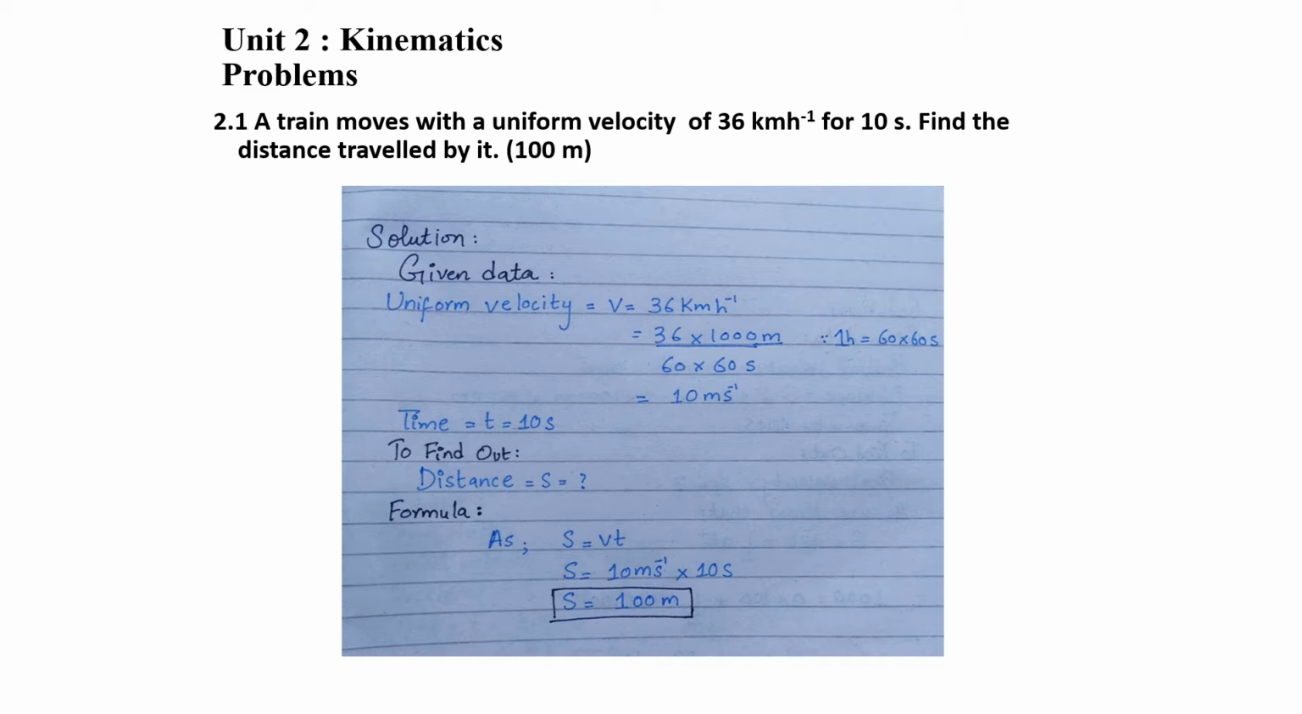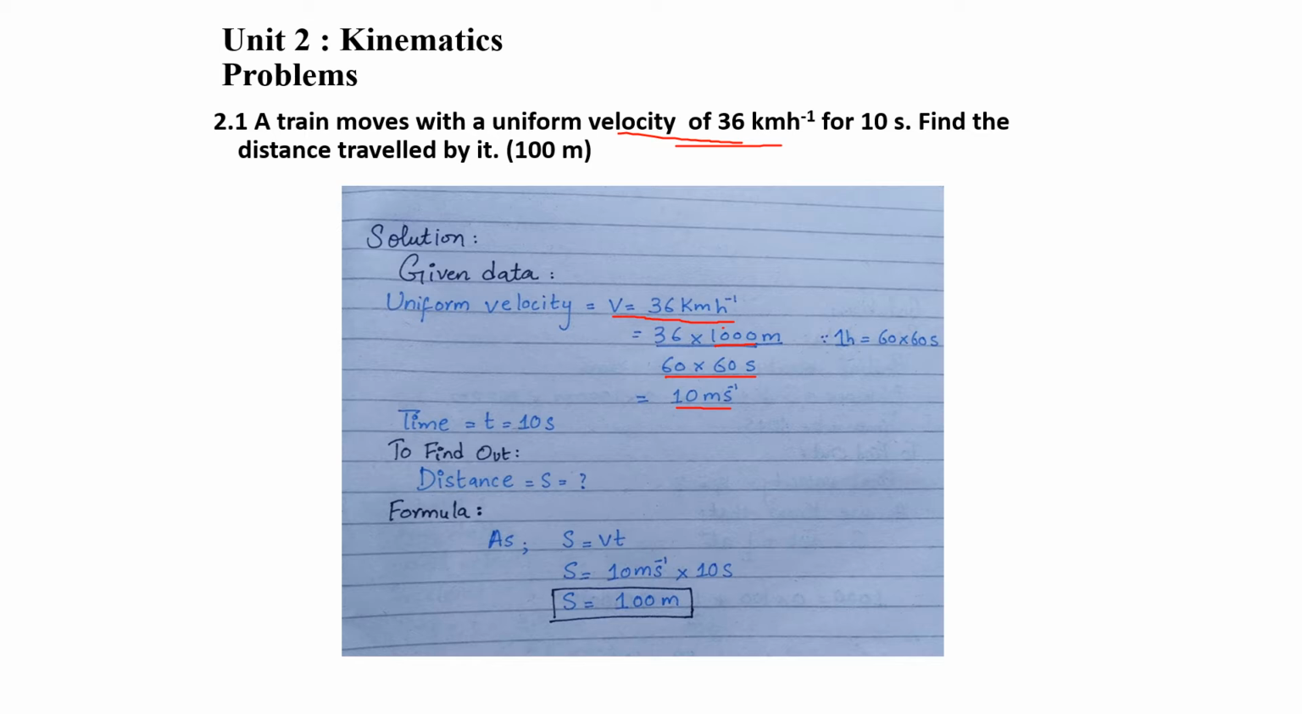So the train is traveling with uniform velocity and velocity is given to us, 36 km per hour. As we know that the SI unit of velocity is meter per second. So first of all we have to convert kilometer per hour into meter per second. So what we have to do, we have to multiply 36 by 1000, because 1 kilo is equal to 1000 meter, right? Then divided by 60 minutes into 60 seconds, right? So we will get 10 meter per second. So this is the velocity in meter per second.